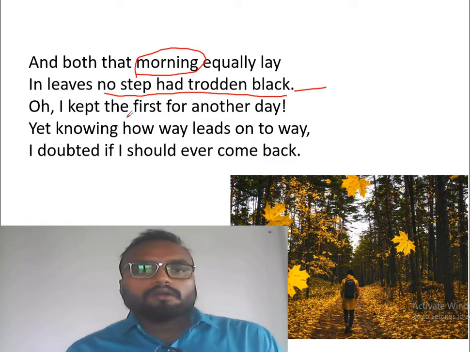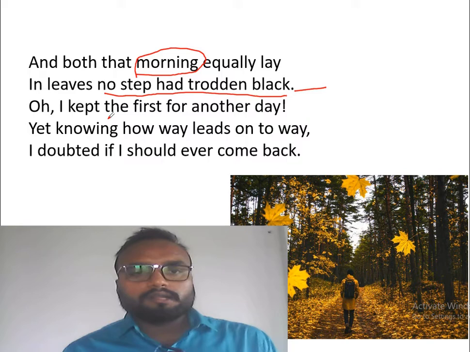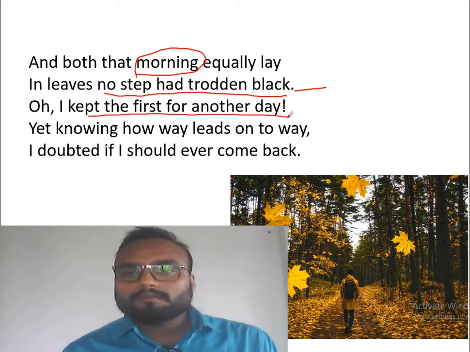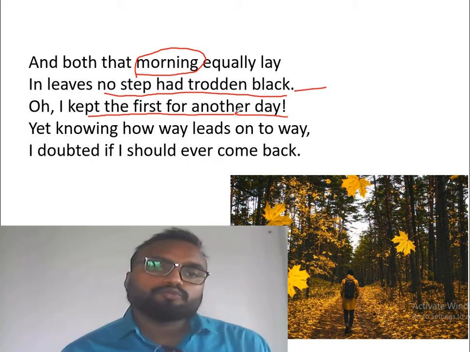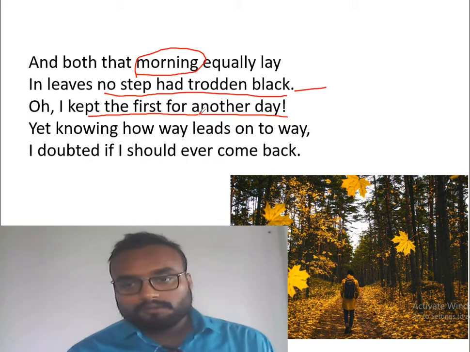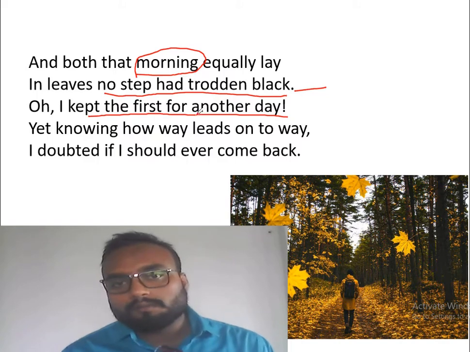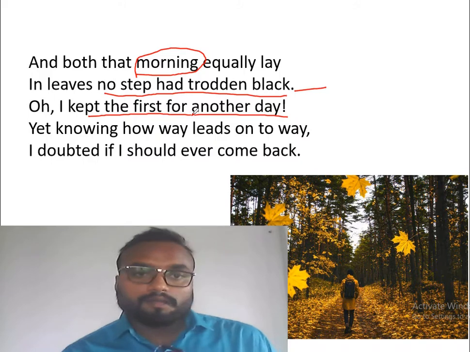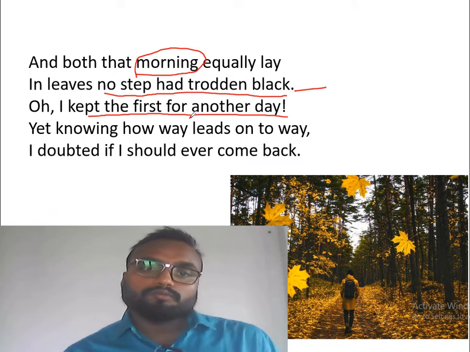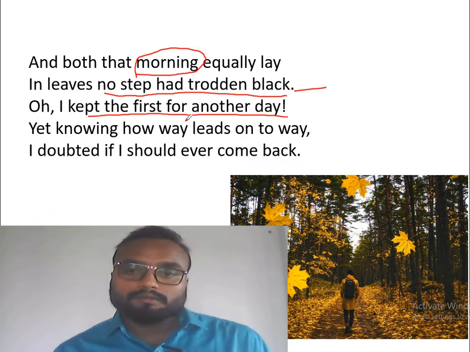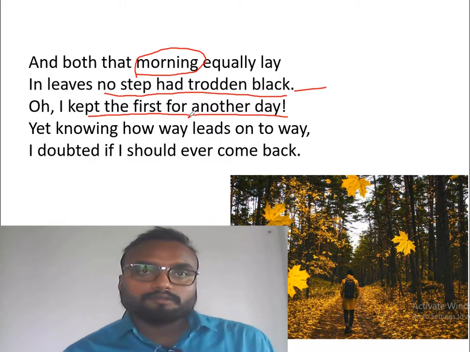Oh, I kept the first for another day. So he chose the second path and kept the first path for another day. Again it shows his adventurous spirit. He wants to travel both paths, though he already knew he can't travel both. He will have to choose only one. But from the core of his heart, he wants to experience both paths.